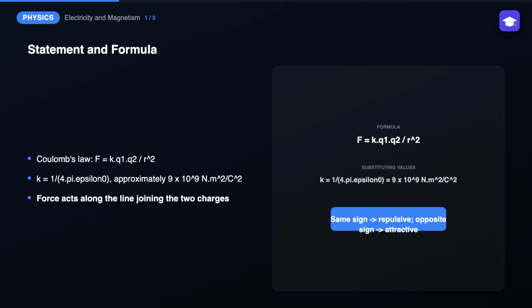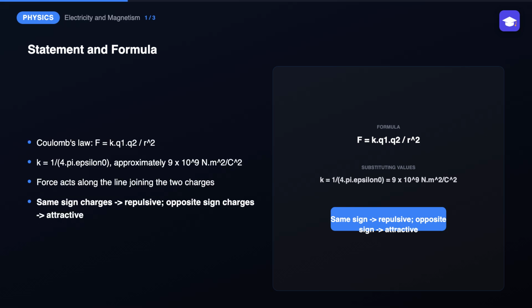This force acts along the straight line joining the two charges. It's attractive if the two charges have opposite signs, and repulsive if the two charges have the exact same sign, directly mirroring, yet fundamentally distinct from Newton's law of gravitation in its inverse square mathematical form.